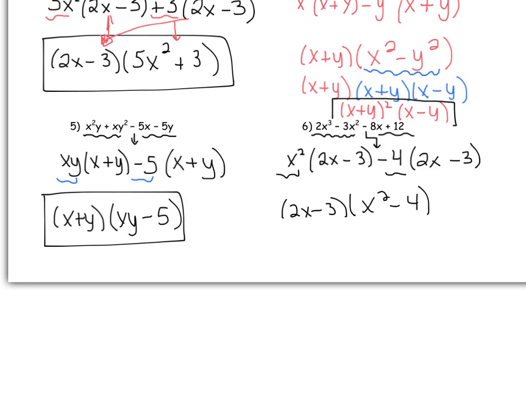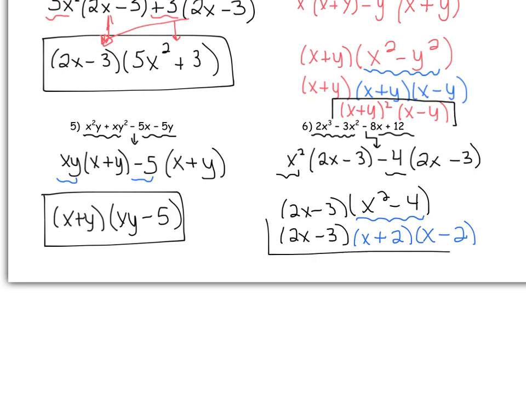If you circled this, unfortunately it's not simplified enough, because technically this x squared minus 4 is another dots. It's a difference of two perfect squares. So this would be x plus 2, x minus 2, and then I can bring down the 2x minus 3, and then that would be my final answer.